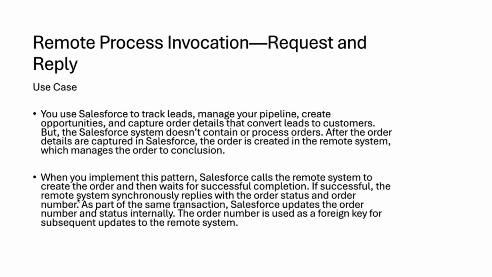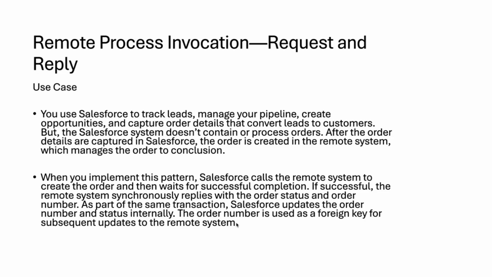So we make the call out to the order management system and it processes that and creates the order in the order management system, and after that it replies to Salesforce. So Salesforce is waiting till the time the transaction is live. Okay, so as part of the same transaction, Salesforce updates the order number and the status internally. That means it gets the order number and the status from the remote system and it updates Salesforce internally. The order number is used as a foreign key for the subsequent updates to the remote system.